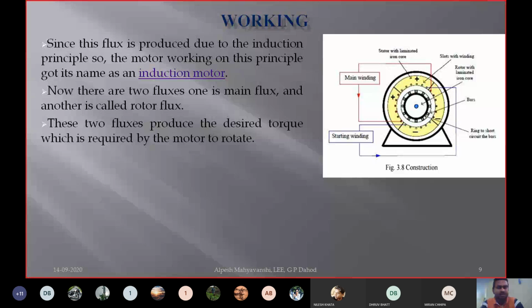These two fluxes produce the desired torque which is required to rotate the motor. So torque is produced by these two fluxes to rotate the rotor of the motor. So this is the principle of how this motor operates.